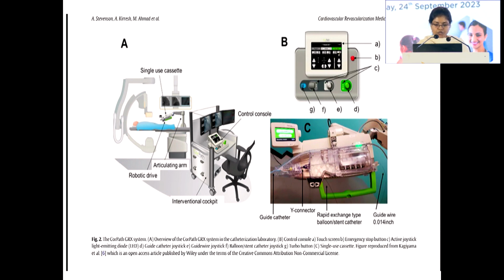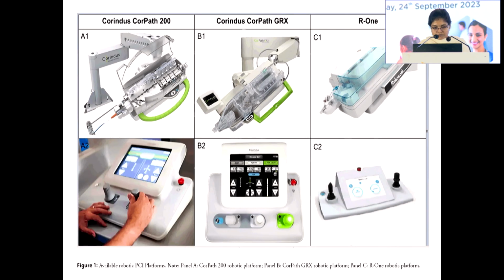It contains 3 joysticks. One is used to load and manipulate the guide catheter. One is to manipulate the guide wire, and the other joystick is to advance the devices, balloons or stents. So this robotic arm is connected to the control console via cables. So this is the Corindus CorePath 200. This is the first generation. Corindus CorePath GRX. This is the second generation.